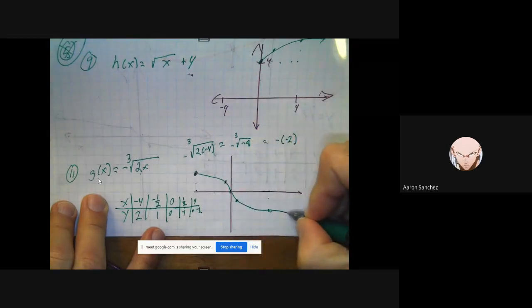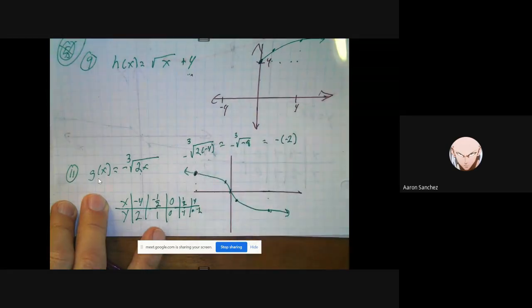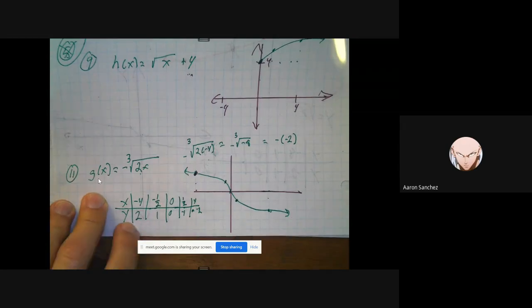Am I all on the screen there? That one you kind of have to do in your head because of this 2 here. You have to figure out what numbers are the perfect cube roots and you multiply them by 2. So that one's a little bit more tricky. But that's that. That's g of x. Are there any questions on 11?